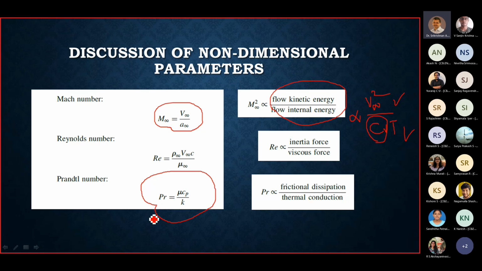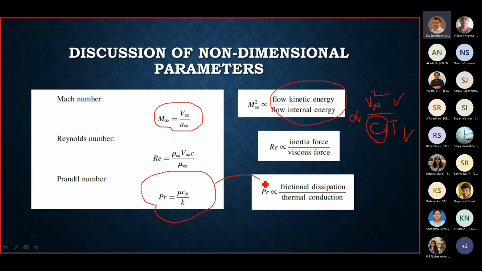The formulation is somewhat straightforward: mu Cp by K, similar to the definition of Reynolds number as rho Vd by mu. Here you have mu, Cp and K. What is mu? The dynamic viscosity of the gas. Cp is the specific heat at constant pressure, the same value we have always used to calculate enthalpy H. And K is the thermal conductivity of the gas. Prandtl number is used for both gases and liquids. So the definition is mu Cp by K.